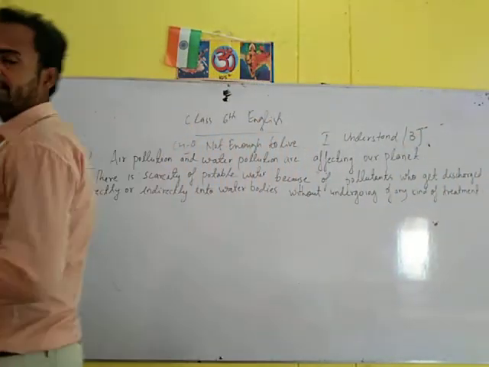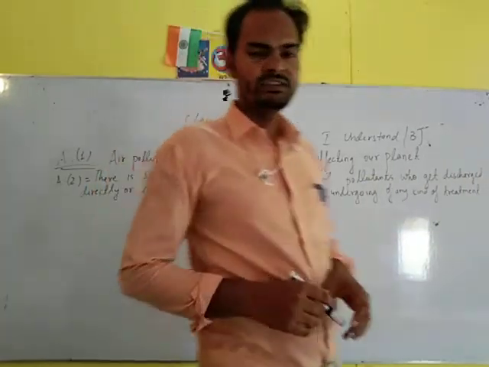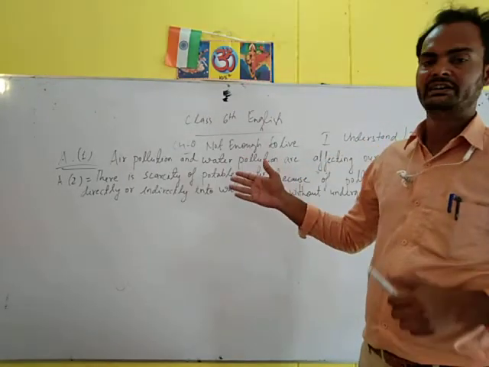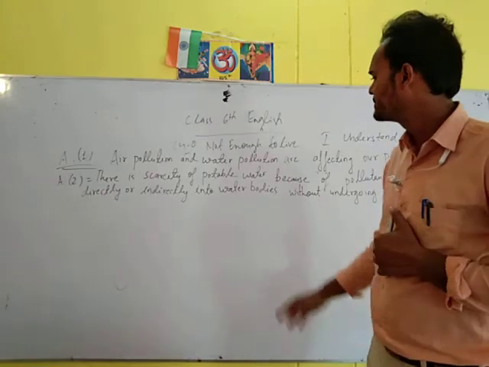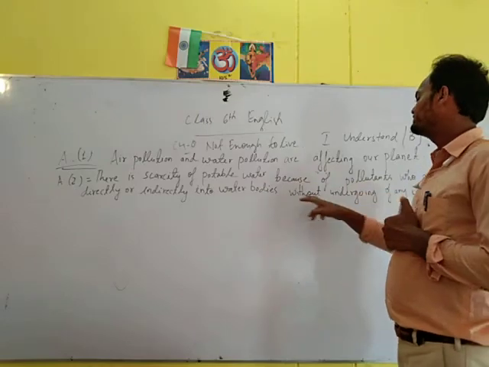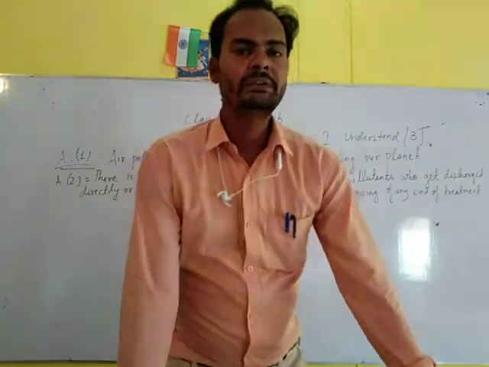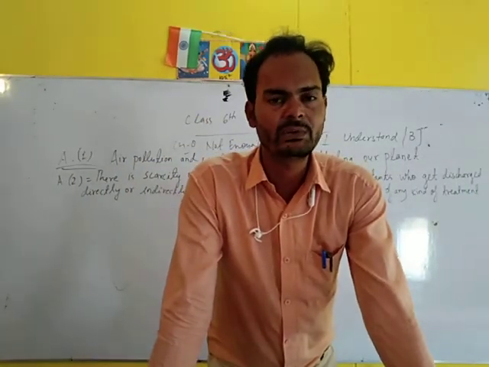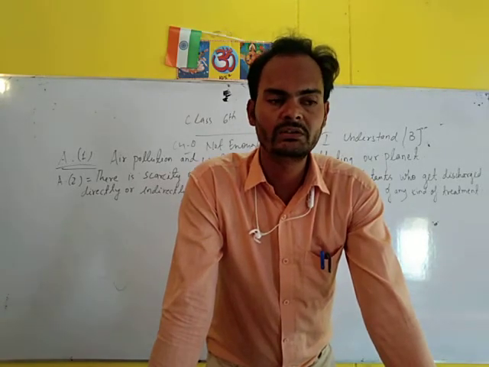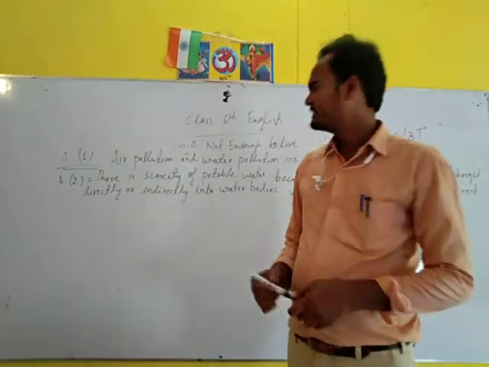So students, we have concluded question number 2 also. The question was, why is there scarcity of potable water? Why is there a lack and problem of drinkable water? And we wrote the answer. There is scarcity of potable water because of pollutants that get discharged directly into water bodies without undergoing any kind of treatment. Without filtering that water, if it enters water bodies, then it gets polluted and potable water's scarcity begins.